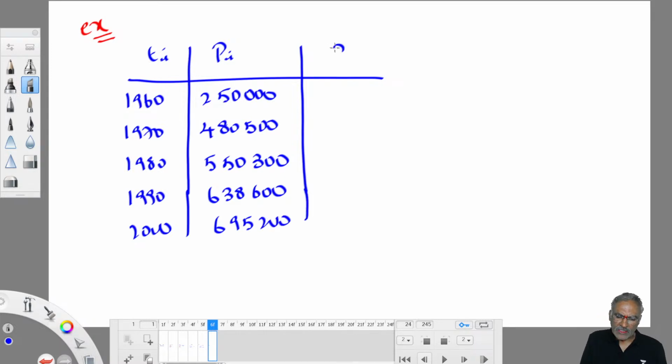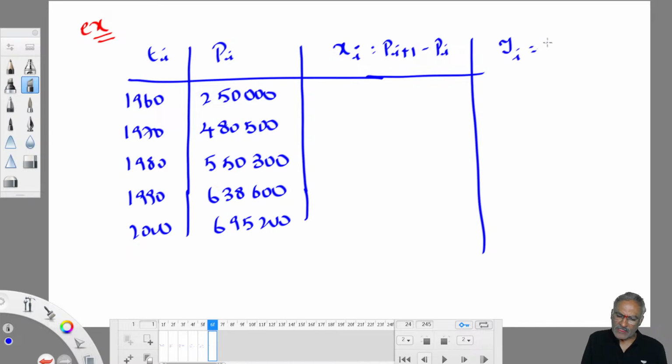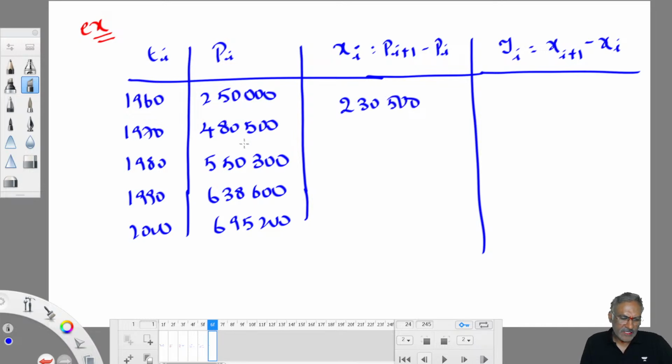So from this, what do you have to work out? X values have to be worked out. How to find the X values? P(n+1) minus Pn, the difference between these two values. Once you get the X values, you can find the Y values. How to get the Y values? X(i+1) minus Xi. So the difference between these two is 2,30,500. I am using a calculator, you also try.